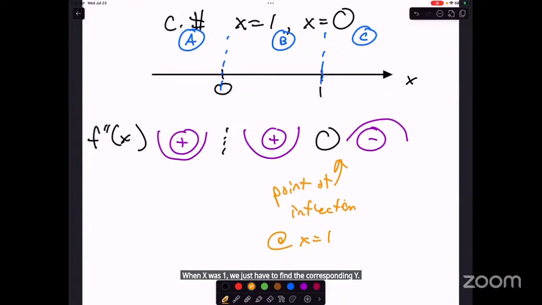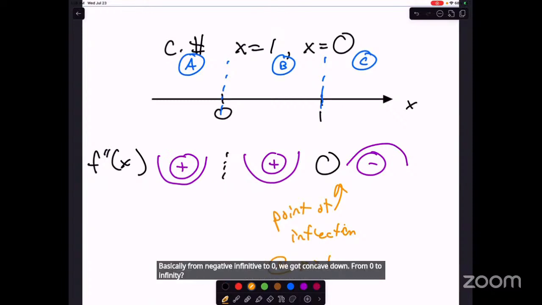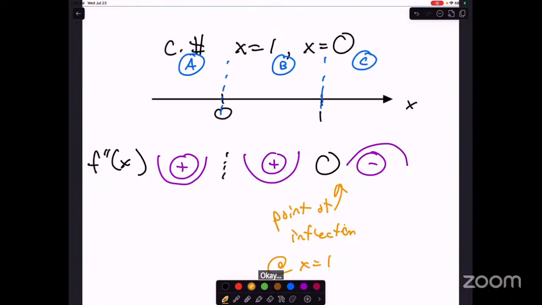We got concave up basically from negative infinity to 0. We got concave down from 0 to infinity. And then for the point of inflection, we need to find the corresponding y.